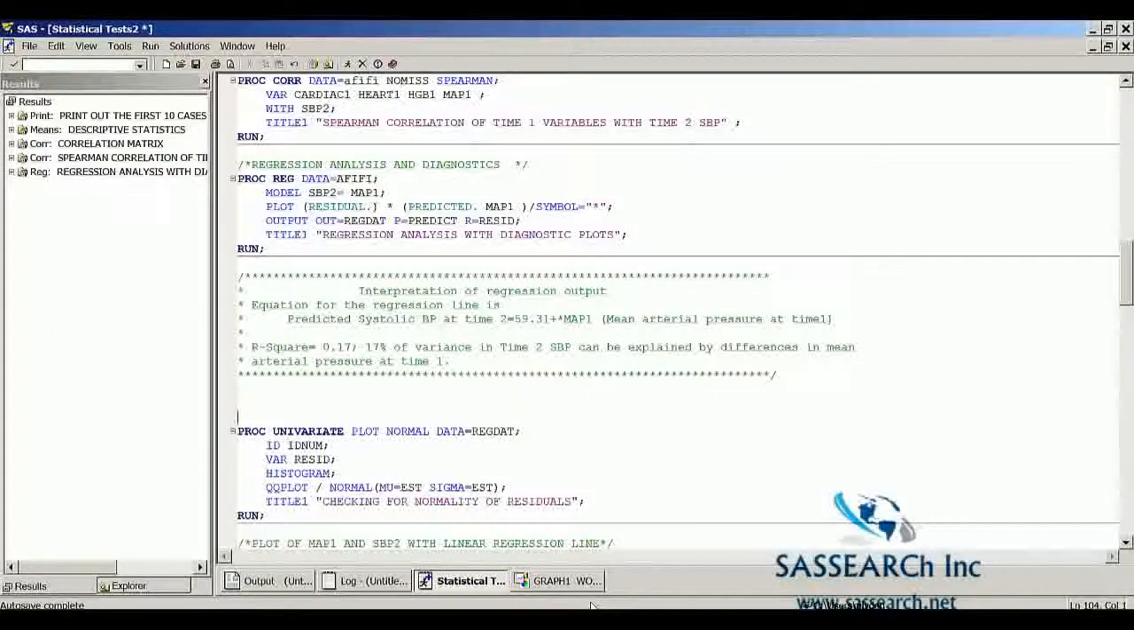Now there are 4 assumptions to do a regression model. The first assumption is that the values of the dependent variable y have a normal distribution for each value of the independent variable x. Secondly, the variability of y is the same for each value of x. Thirdly, the relationship between the two variables is linear. And finally, the data are independent, and we know that by the study design.